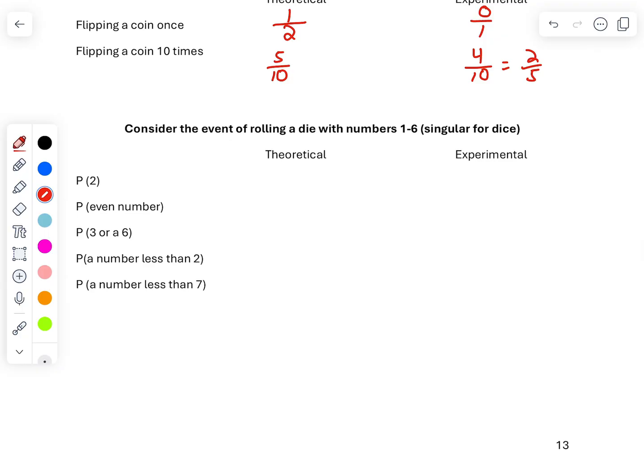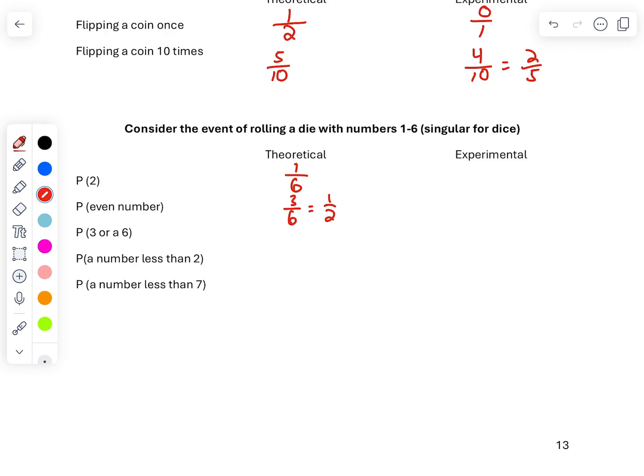Let's look at a different event now. This is rolling a die with numbers 1 to 6. So it's just a normal dice that we're rolling. The probability of rolling a 2, theoretically, the favorable outcomes, there's only one 2 on a dice out of a total of 6 numbers, 1, 2, 3, 4, 5, and 6. So the probability is 1 in 6. The probability of an even number, there are 3 even numbers on a dice, those being 2, 4, and 6. So 3 even numbers, again, out of a total of 6 total numbers. And you always want to reduce your fractions to simplest form, so that is 1/2.